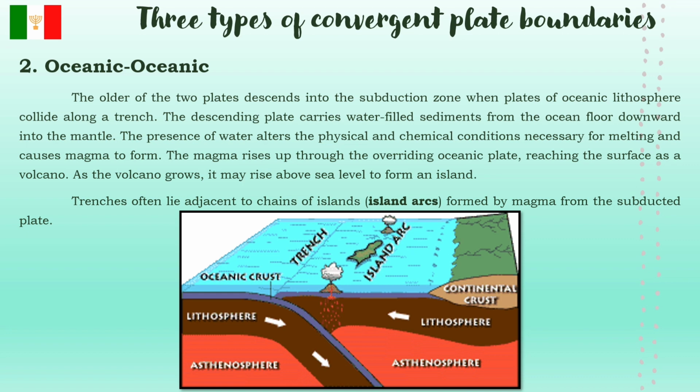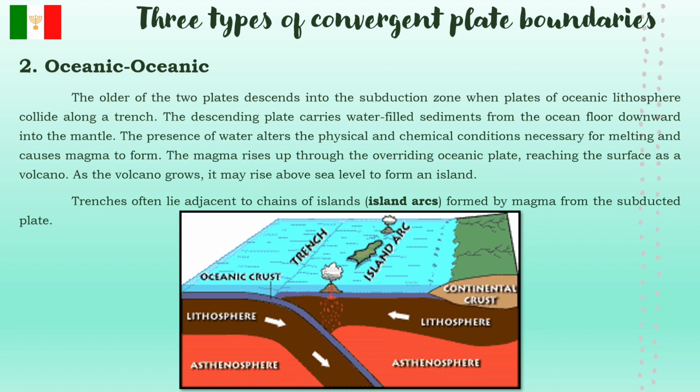The older of the two plates descends into the subduction zone when plates of oceanic lithosphere collide along a trench. The descending plate carries water-filled sediments from the ocean floor downward into the mantle. The presence of water alters the physical and chemical conditions necessary for melting and causes magma to form. The magma rises up through the overriding oceanic plate, reaching the surface as a volcano. As the volcano grows, it may rise above sea level to form an island.